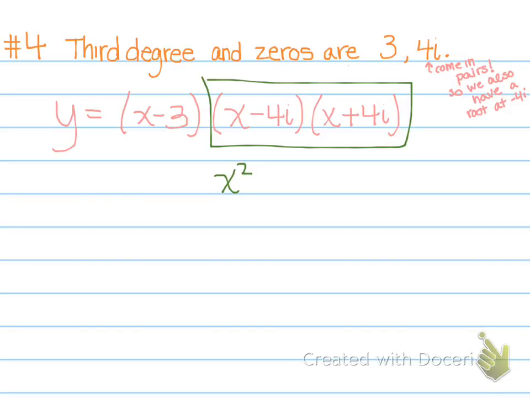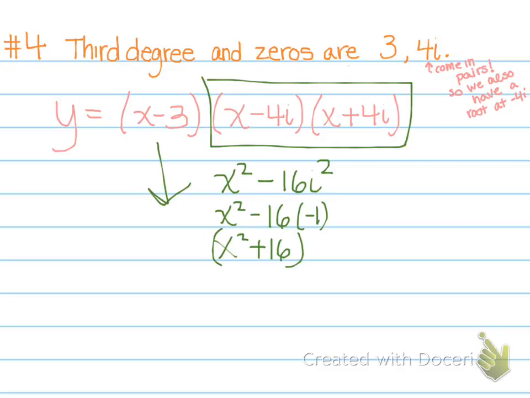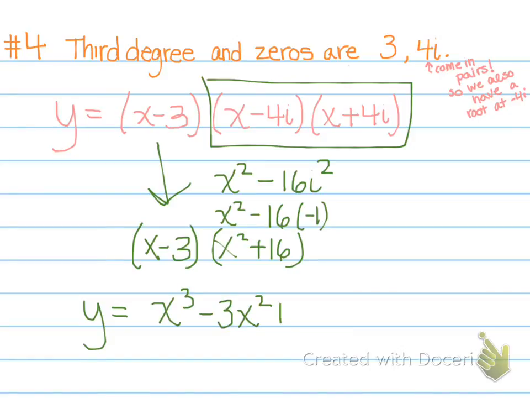And again, we're going to start by multiplying the two imaginary parts first, which gives me x squared. And then I get positive 4xi and negative 4xi, so those cancel. And then I'm left with minus 16i squared. Since i squared is negative 1, then we get x squared plus 16. And then our final part is to multiply it by this linear binomial in front. So our final answer in standard form is x cubed minus 3x squared plus 16x minus 48.